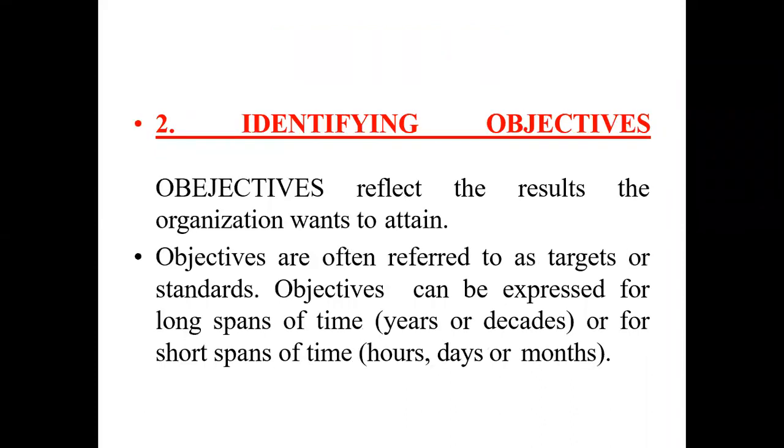And number two, the second step is identifying objectives. Now, these objectives should reflect the results that you wish to attain. So we need to identify clear objectives. And by the way, these objectives should be SMART, S-M-A-R-T. That's an acronym. They should be specific, measurable, attainable, realistic, and time bound. So that's the second step: you need to identify objectives.